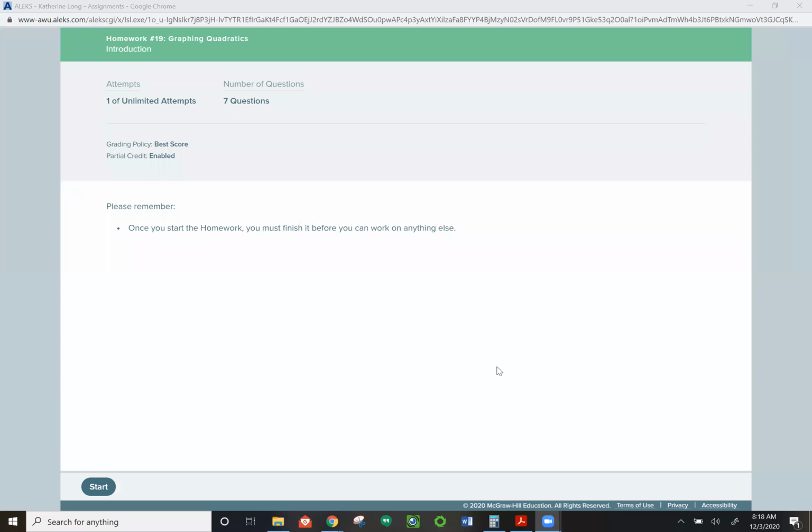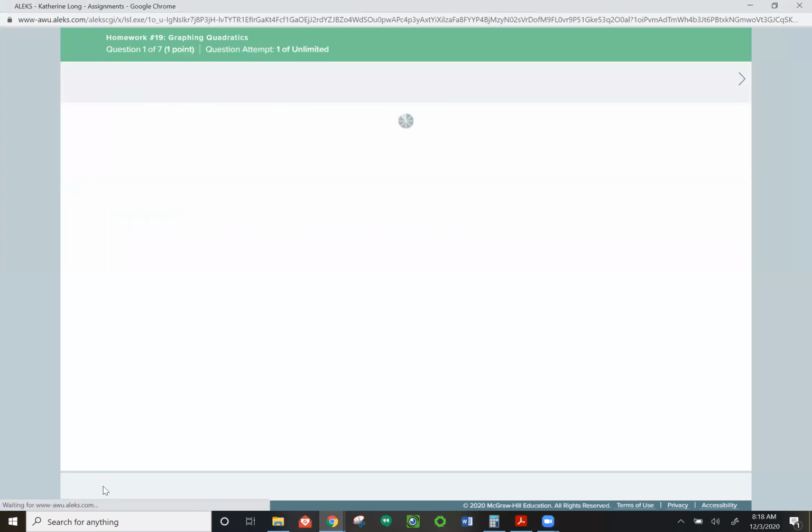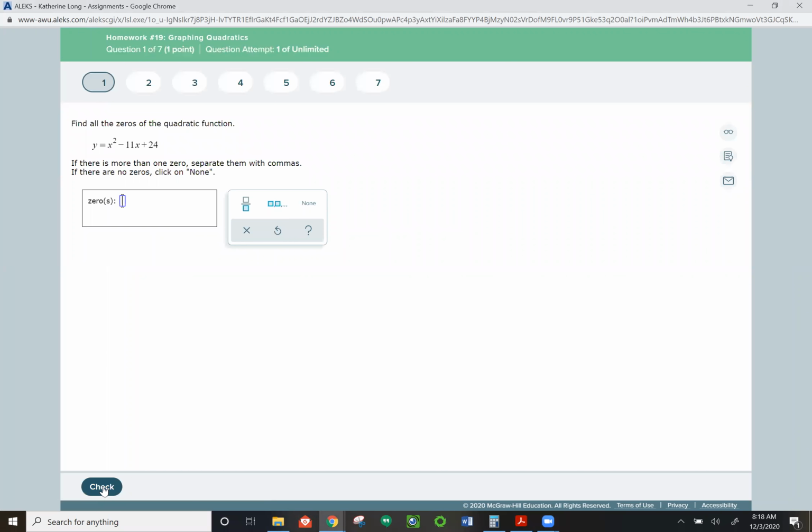Okay, so I want to work out some of the problems for our Alex homework just to make sure that everybody's comfortable with graphing these quadratics. So we got 7 problems. The first problem says find all the zeros of the quadratic.